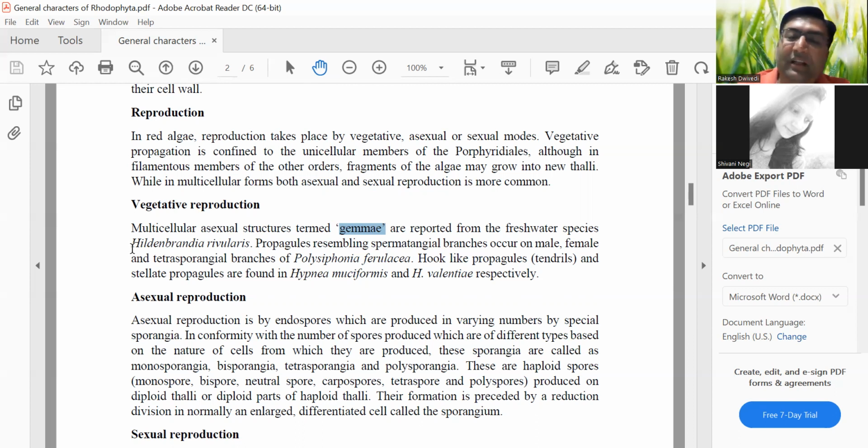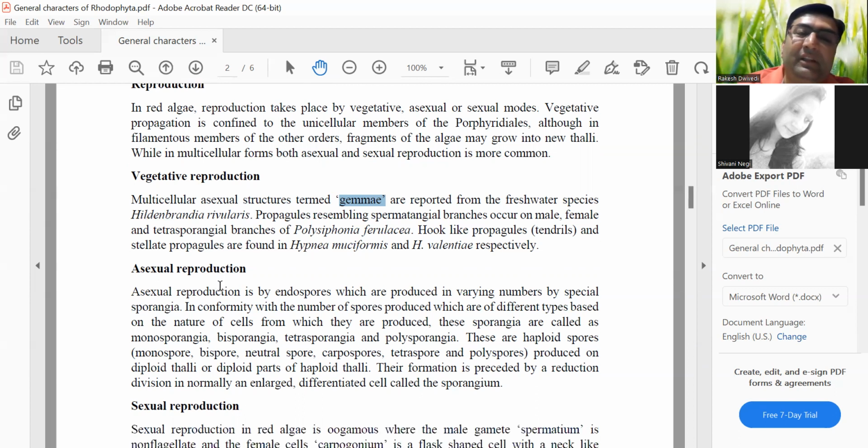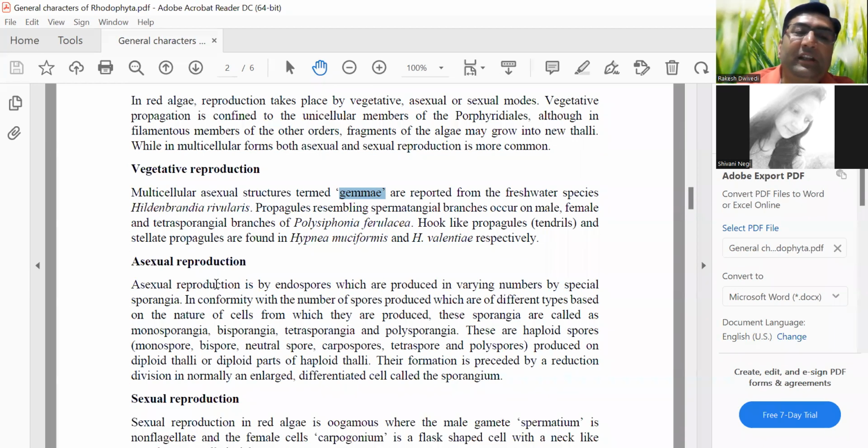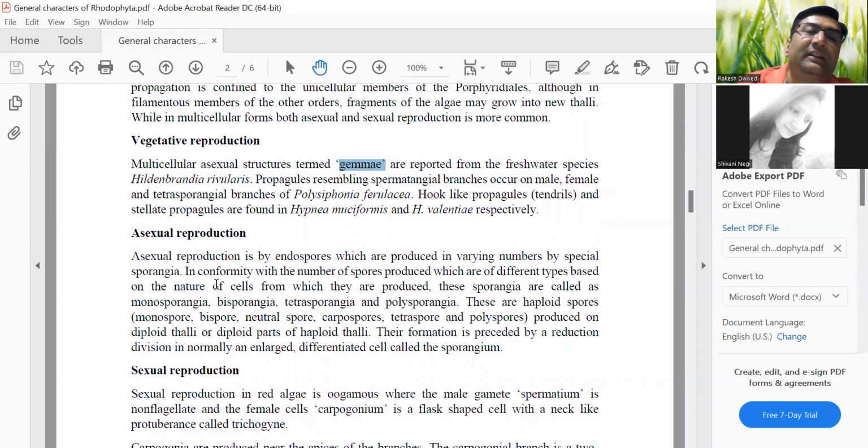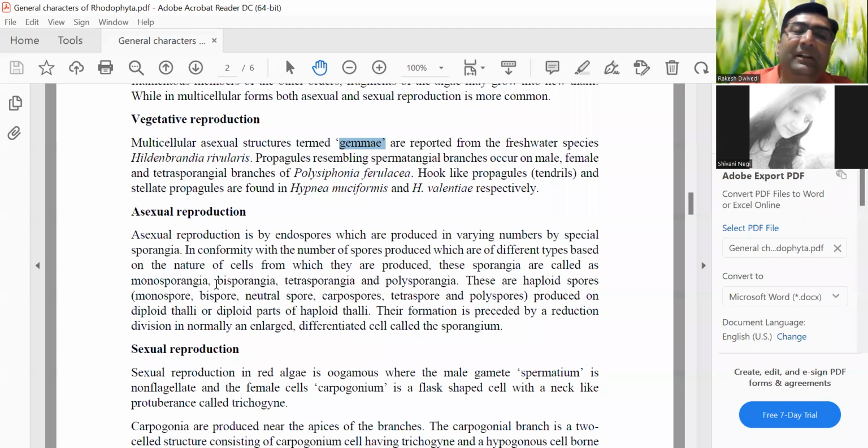Hook-like propagules, which are known as tendrils, and stellate propagules are found in the genus Hypnea, Hypnea musciformis and Hypnea valentiae. So these structures, that is gemmae and propagules, are known to occur in some genera like Hildenbrandia, Polysiphonia, and Hypnea.